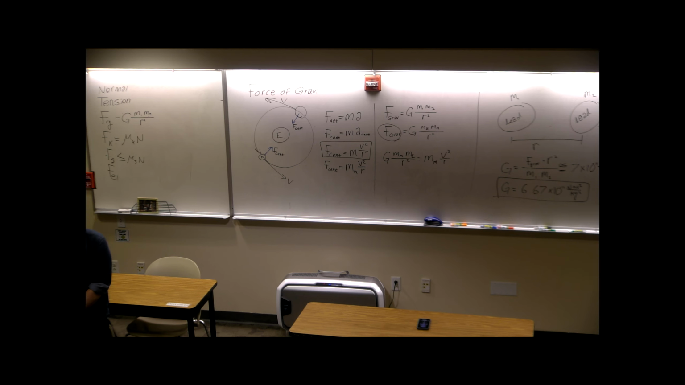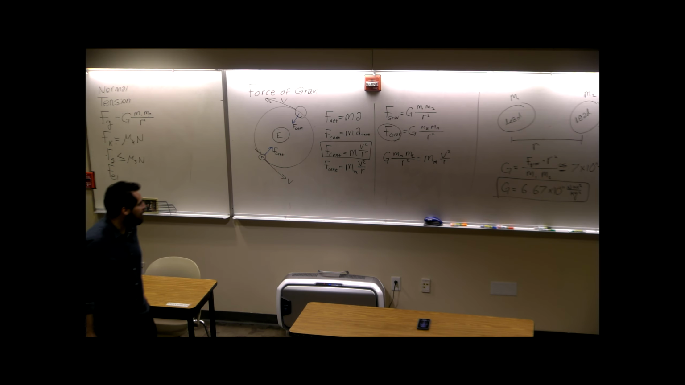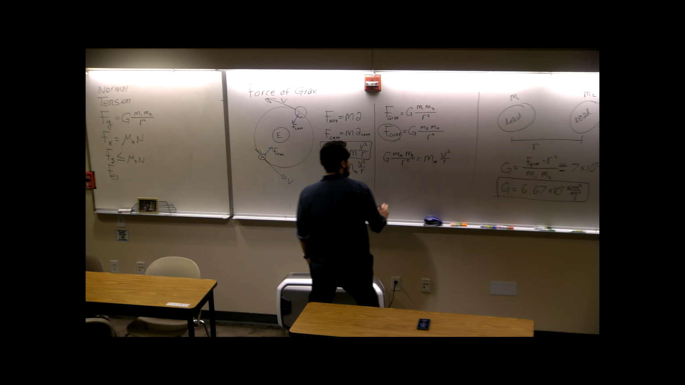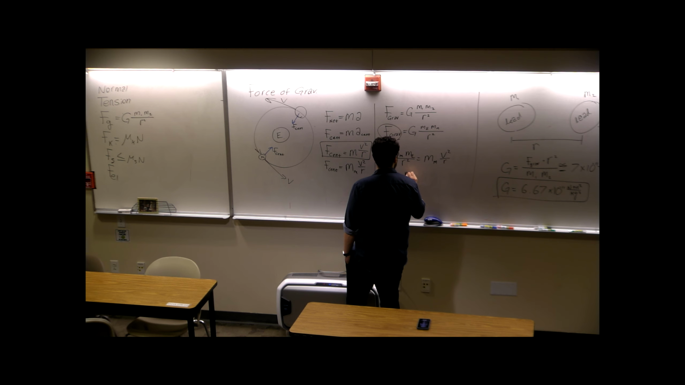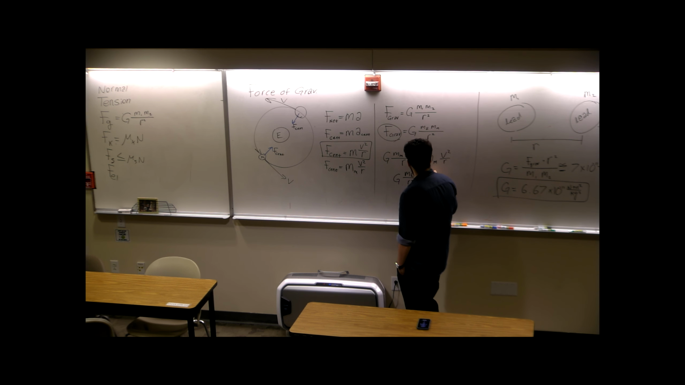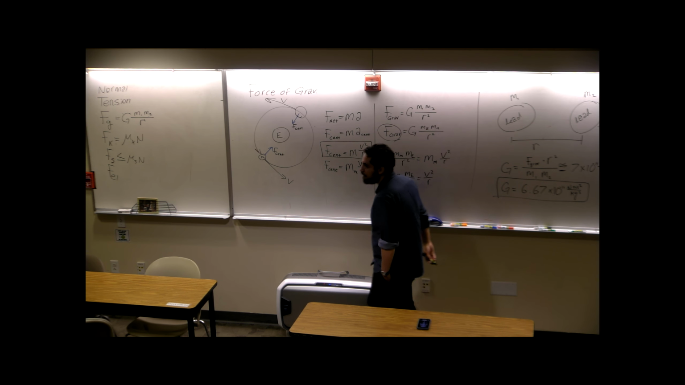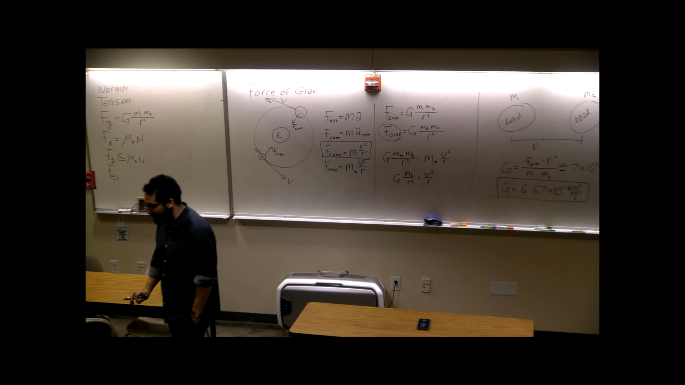And what do we notice about this? We notice, yes? Absolutely, both sides have the mass of the moon, so that'll cancel out. We're left with the gravitational constant times the mass of the Earth divided by r squared is equal to v squared over r, where v is the velocity of the moon. How fast the moon is moving.